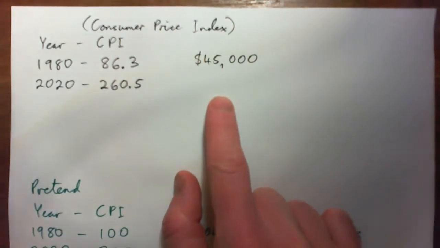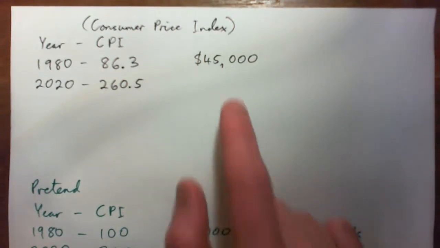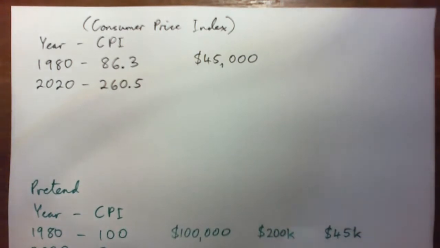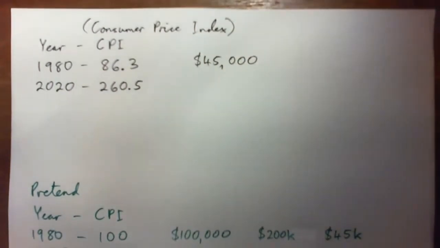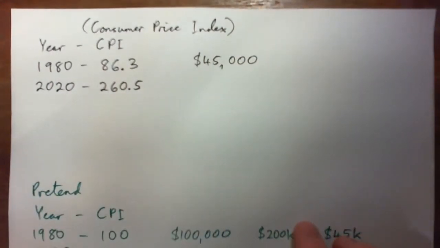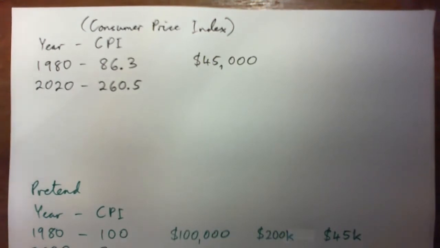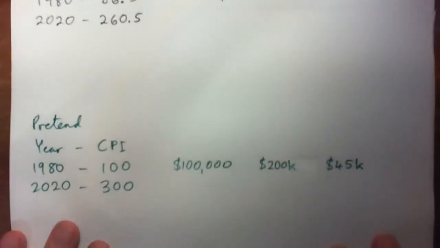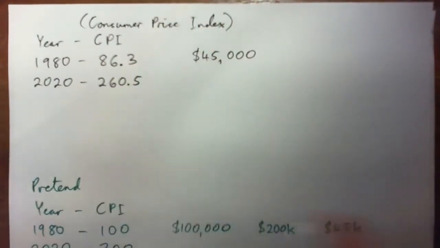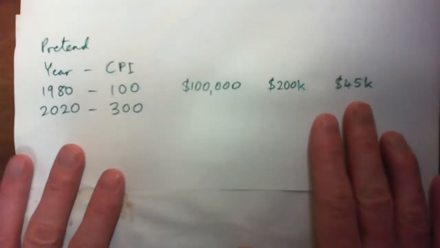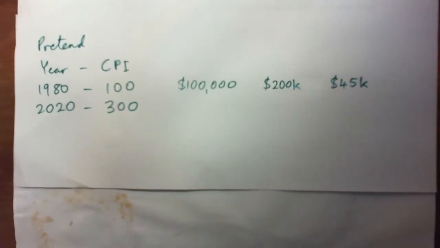Bear in mind, houses often rise more than the consumer price index, unfortunately if you don't already own one, fortunately if you do. So anyway, I've made up some easier numbers for you to see if you can figure this one out on your own. I'm going to put these messy numbers aside and pretend that in 1980 the consumer price index was just 100 and by 2020 it was 300.